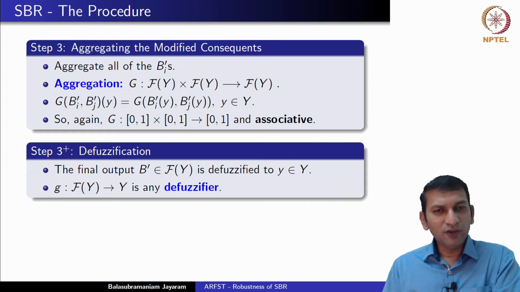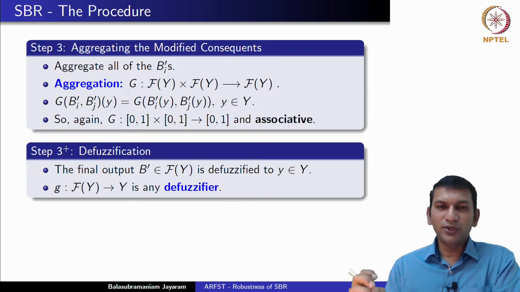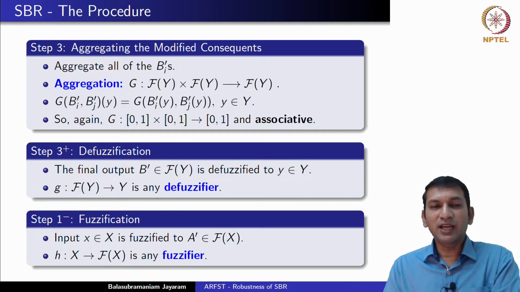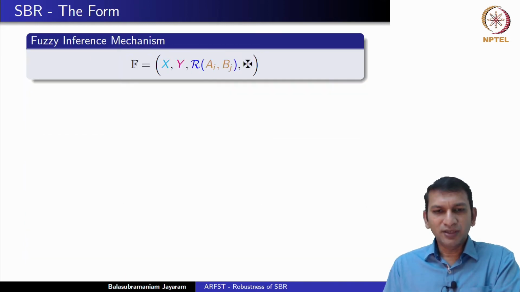We can also have a post-processing step because the first three steps give you only a fuzzy set as an output. You could also defuzzify it to one of the elements on the output domain Y. Similarly, instead of giving an input fuzzy set, one may actually have only a value from the domain X. Accordingly, we can fuzzify it to an input fuzzy set to be given to this SBR scheme. So in general, we said that this is the form of a fuzzy inference mechanism.